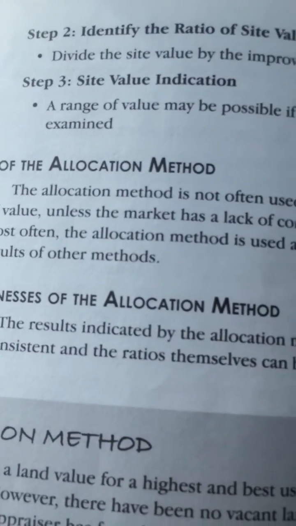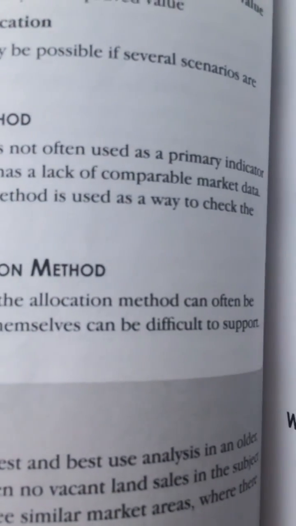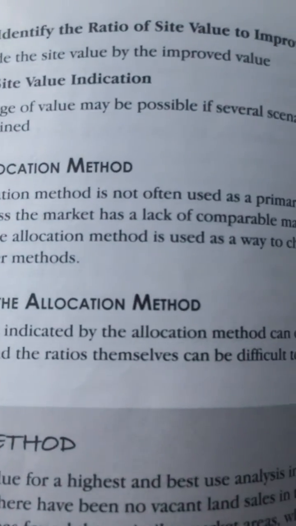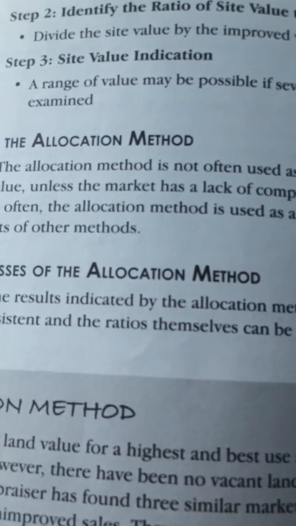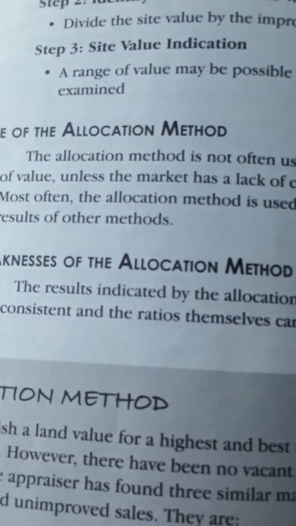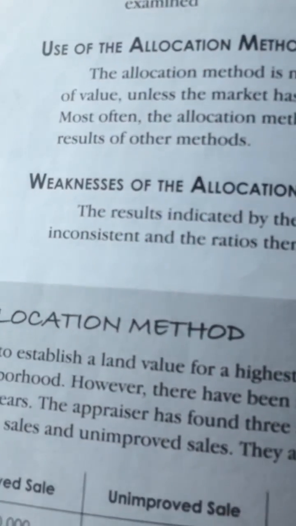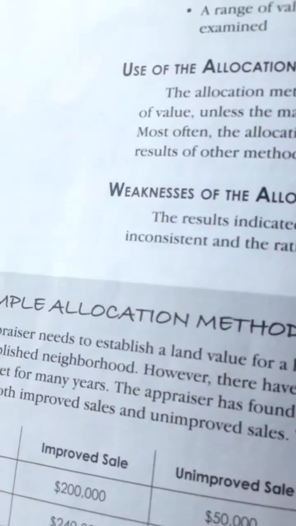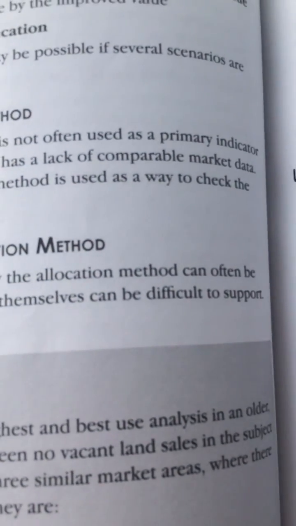Use of the allocation method. The allocation method is not often used as a primary indicator of value unless the market has a lack of comparable market data. Most often, the allocation method is used as a way to check the results of other methods. Weaknesses of the allocation method. The results indicated by the allocation method can often be inconsistent, and the ratios themselves can be difficult to support.